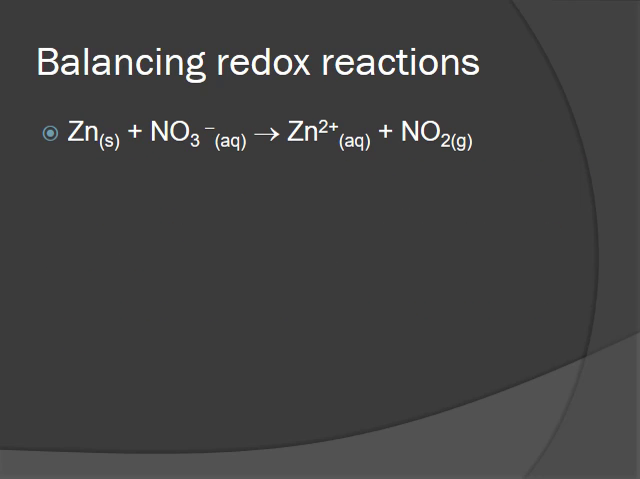Here's our reaction. Solid zinc plus nitrate ion goes to zinc 2+ ion and nitrogen dioxide gas. Notice this reaction does not include spectator ions, and that's fine. We don't even want to mess with spectators. This process is going to be complex enough.